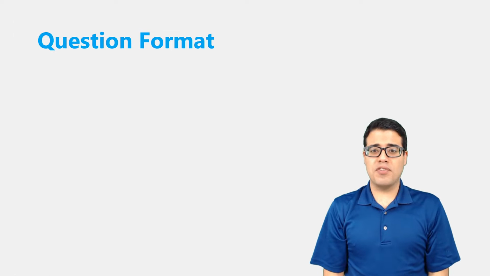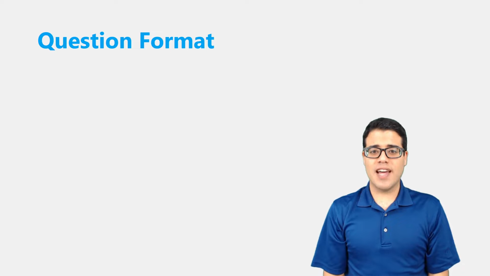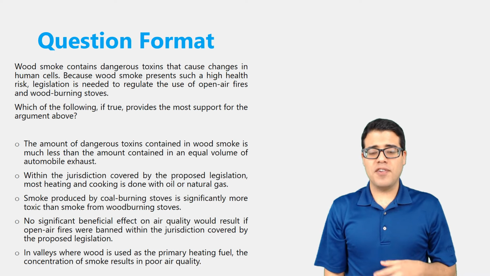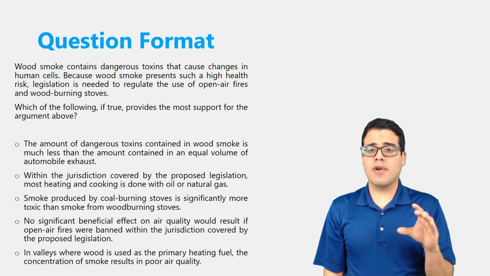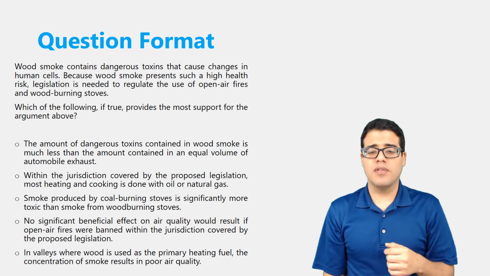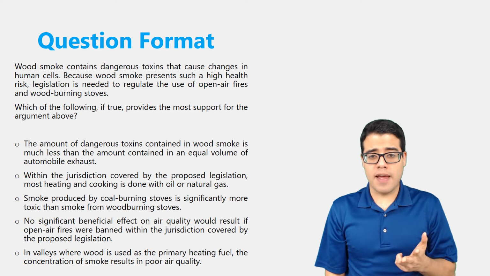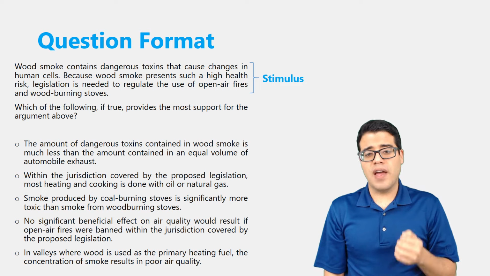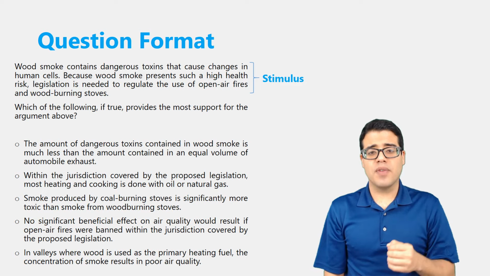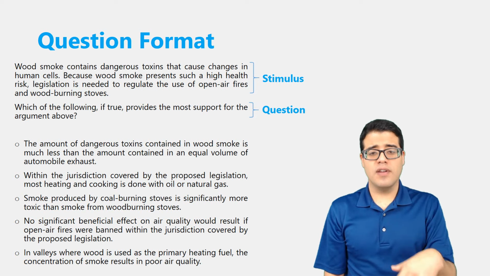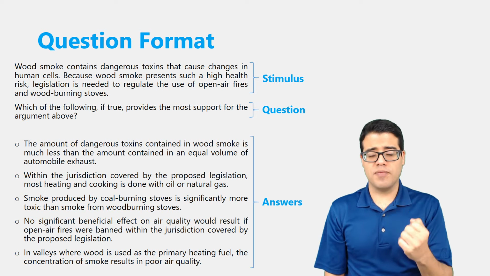Welcome to the critical reasoning part, one of the most exciting sections of the verbal part. We'll start by analyzing the question format. As you can see, you have a paragraph that will either contain an argument, a plan of action, or a set of facts. We call that part the stimulus, and you need to analyze the stimulus in order to answer the question. Then you have a question and 5 answer choices.